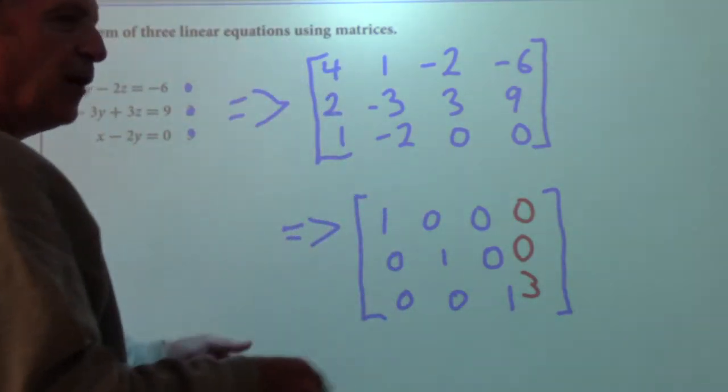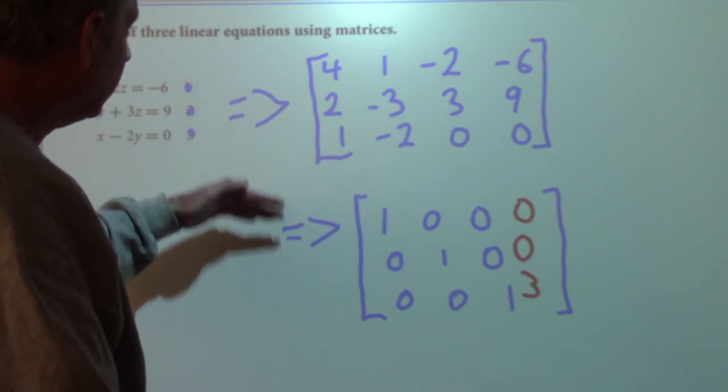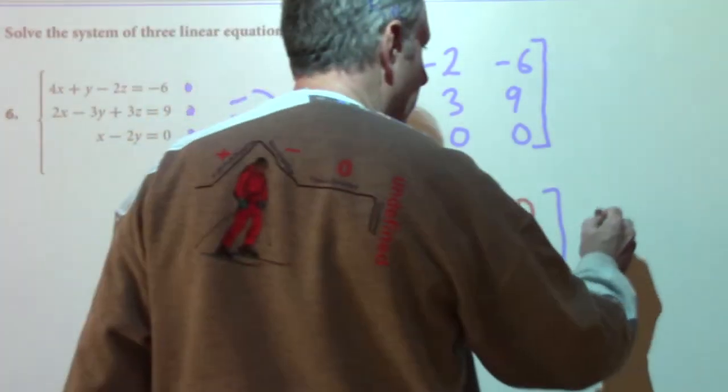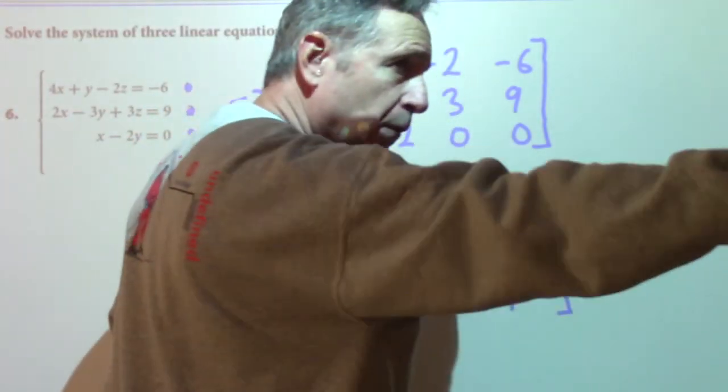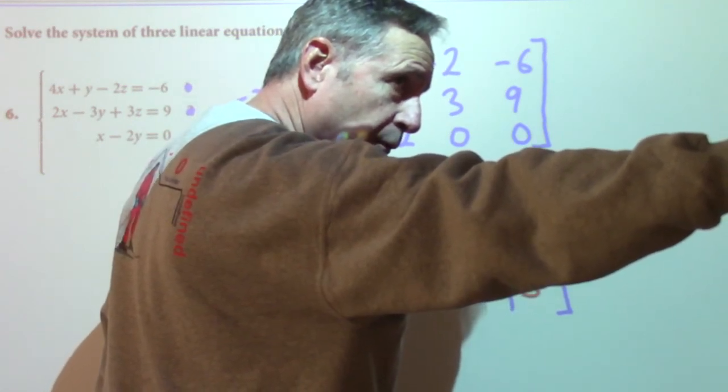So what does that mean? Translate that into an answer. What is our answer to this system? X equals? X equals? Three.